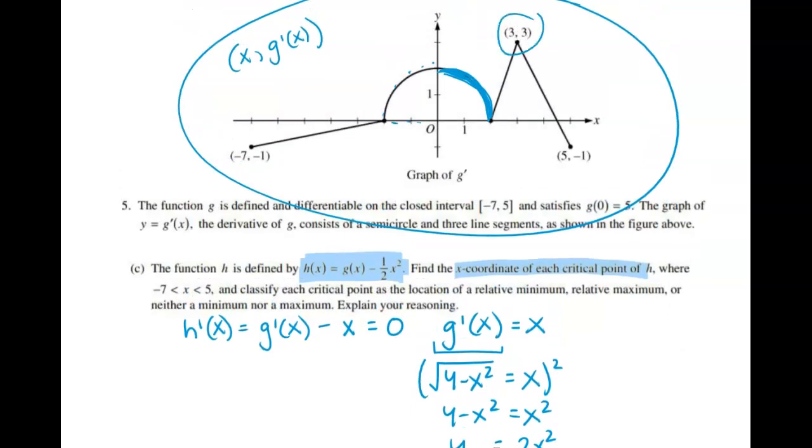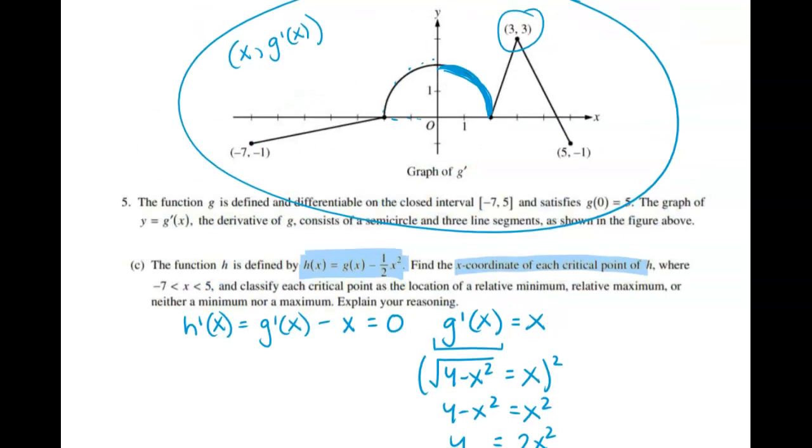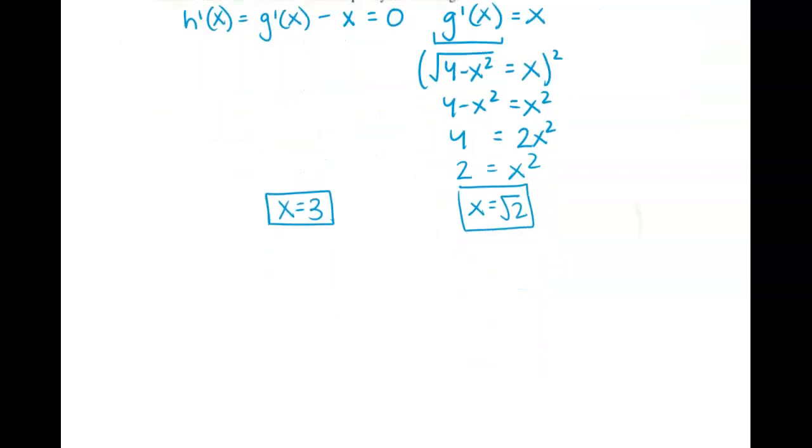Let's see if there's anything else. Well, 3, 3. That's definitely true, huh? So at the point 3, 3, g prime of x, which is our y-coordinate, equals x. So x equals 3 is another critical point. Okay, so now we'll test them and see if they're relative minimums, relative maximums, or neither.